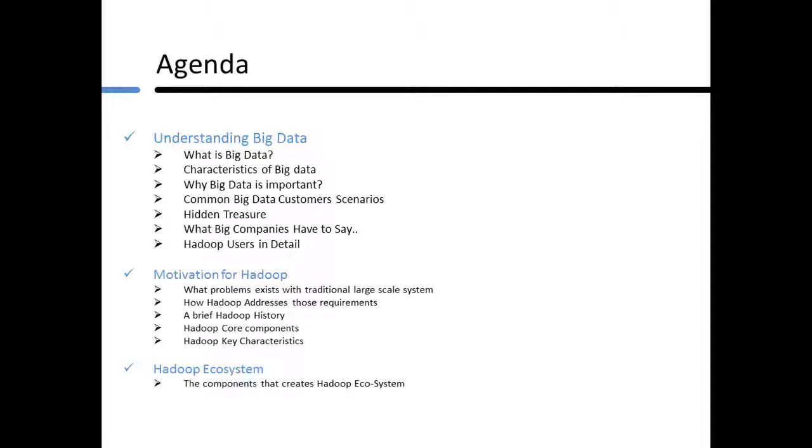And the last part of the session will be covering the Hadoop ecosystem. I'll be just touching upon some of the keywords that I'm sure you would have already heard about, which create the Hadoop ecosystem.